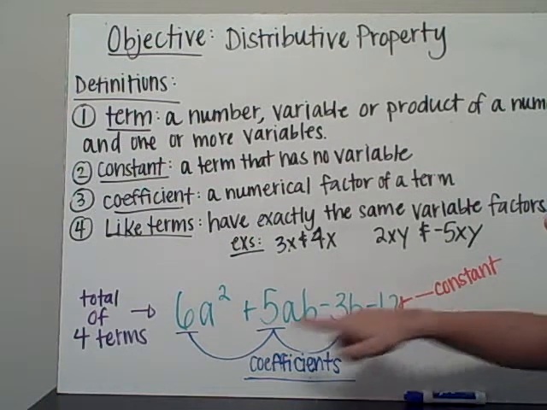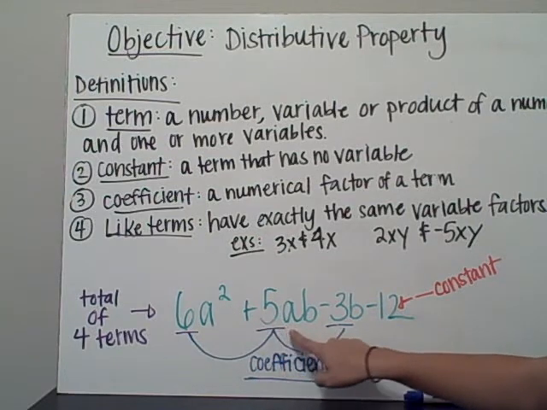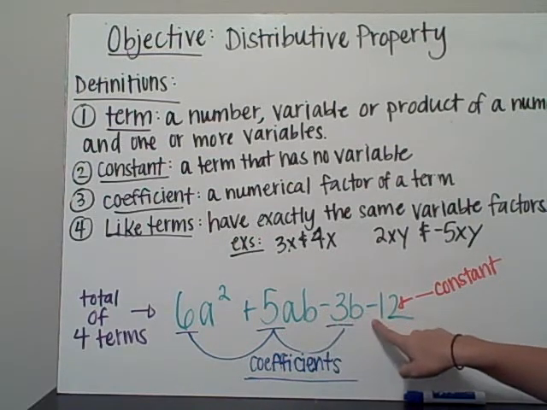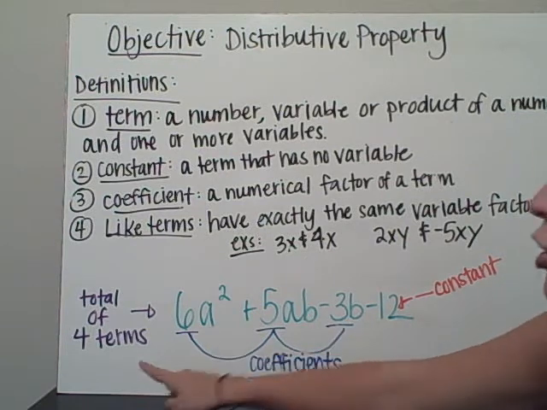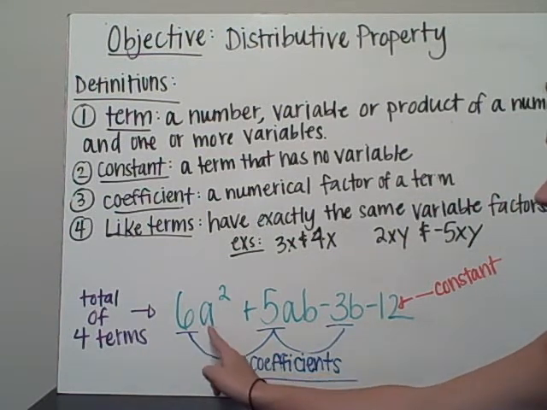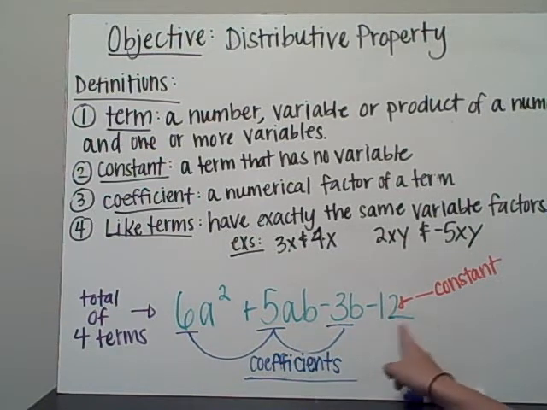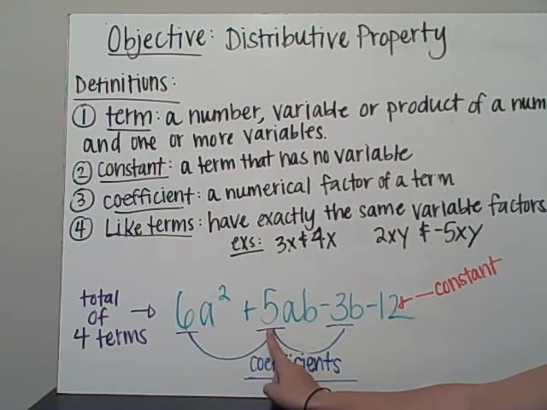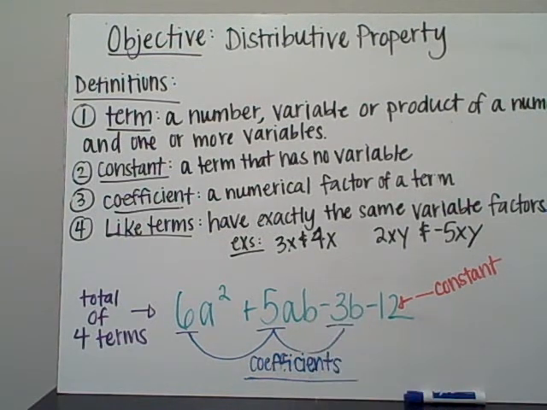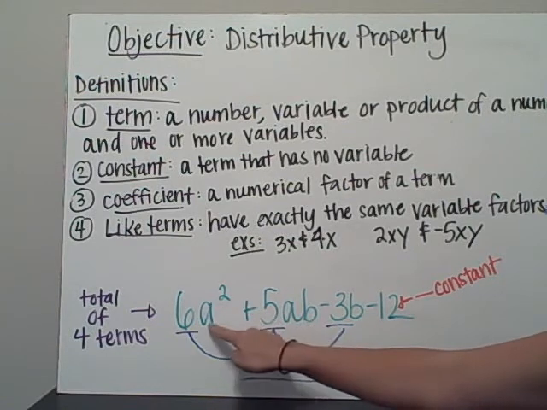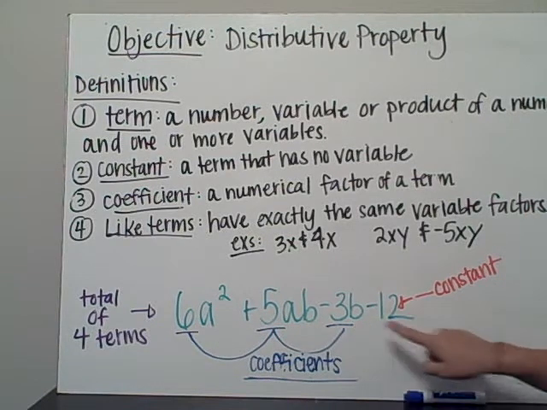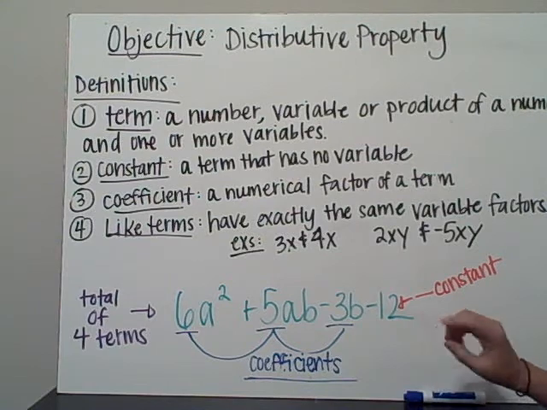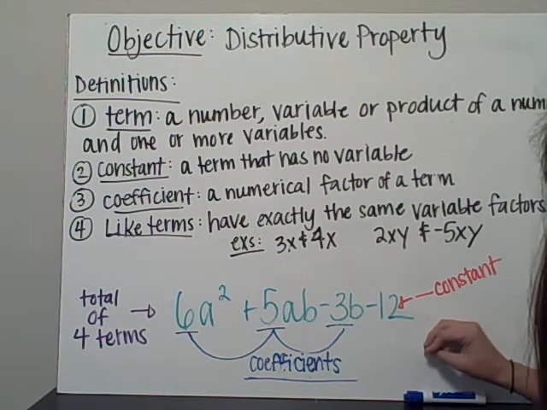This expression, 6a squared plus 5ab minus 3b minus 12, has a total of 4 terms because there are four terms that are separated by our operation symbols. The 6, the 5, and the 3 are all coefficients because they are numerical factors of these terms. The 12 is a constant because it does not have a variable.